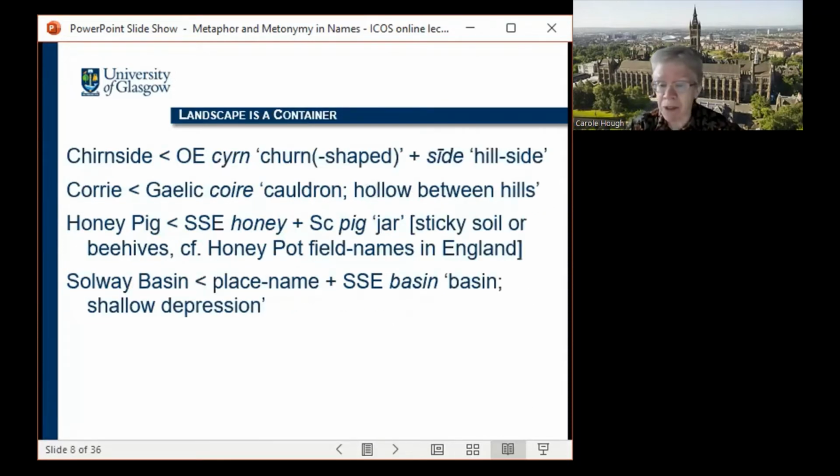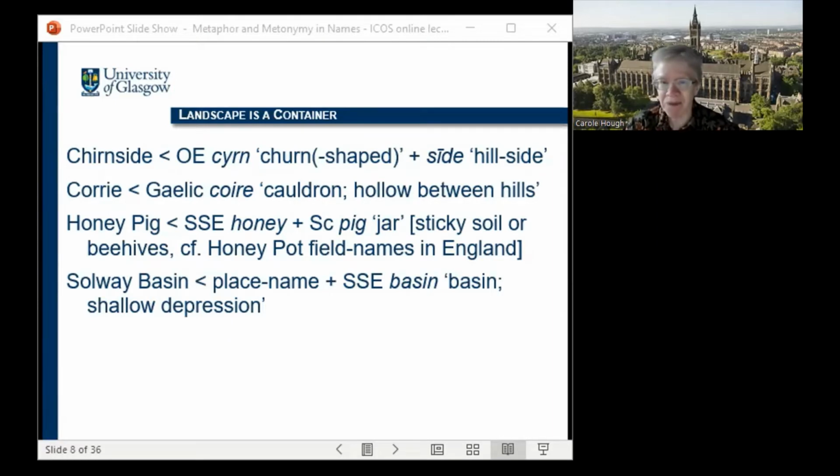The second most common metaphor in place names is landscape is a container. This too is widely evidenced. Churnside in the Scottish Borders is a rounded hillside, shaped a bit like a milk churn. Corrie on the Isle of Arran is from a Gaelic word meaning cauldron, applied here to a hollow between hills. The Solway Basin, also known as the Solway Plain, spans the border between England and Scotland and is drained by the rivers Esk and Lynn.